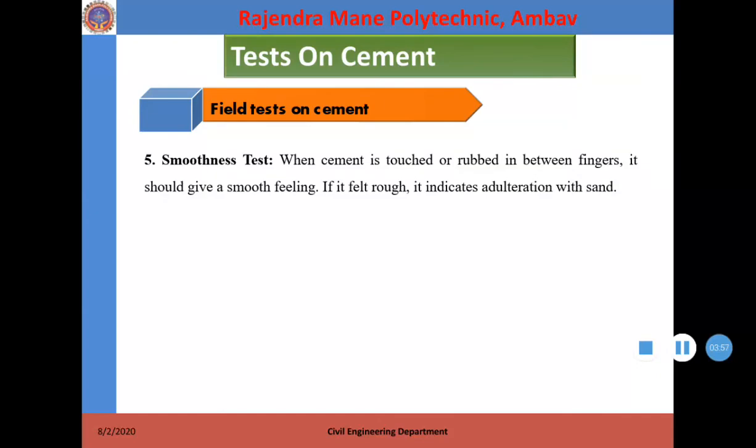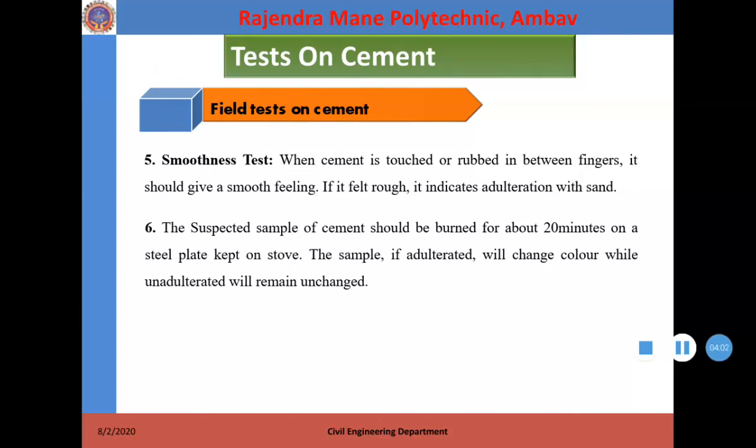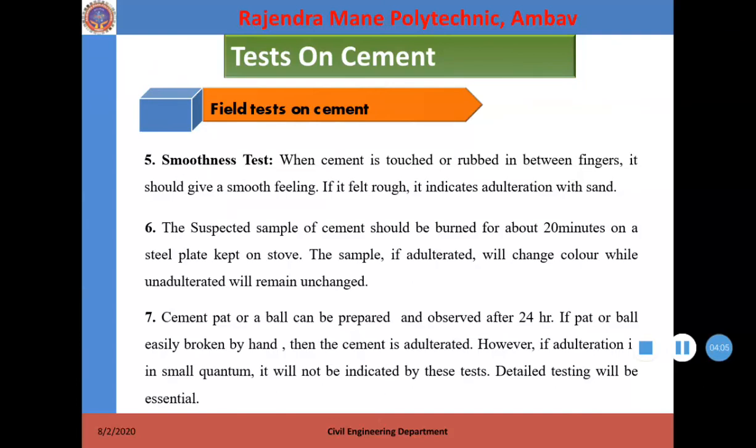The next test is the burning test. The suspected sample of cement should be burned for about 20 minutes on a steel plate kept on a stove. The sample, if adulterated, will change color, while unadulterated cement will remain unchanged.